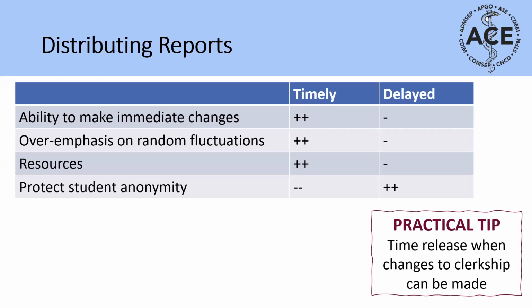And then distributing reports: do reports get distributed right away? It's nice because if you share the information right away, people can pivot and make changes, but then people can overemphasize random fluctuations. When you delay, you can protect anonymity, but it's really helpful at a minimum to think about when one would make changes in a clerkship and make sure evaluations are released in time to be able to make those changes.